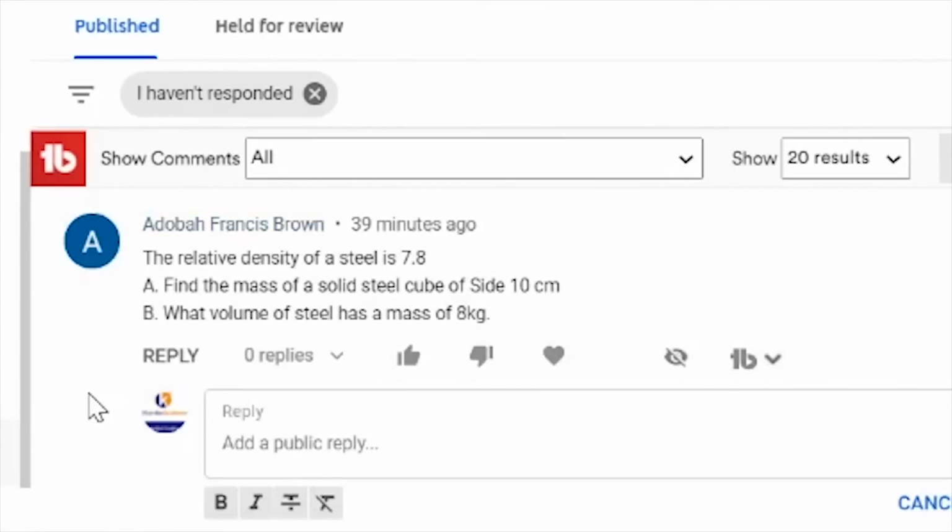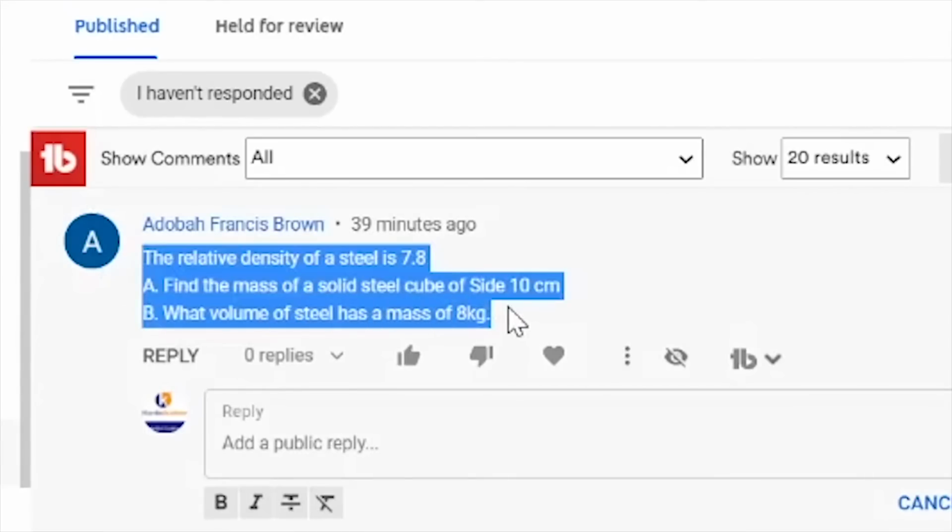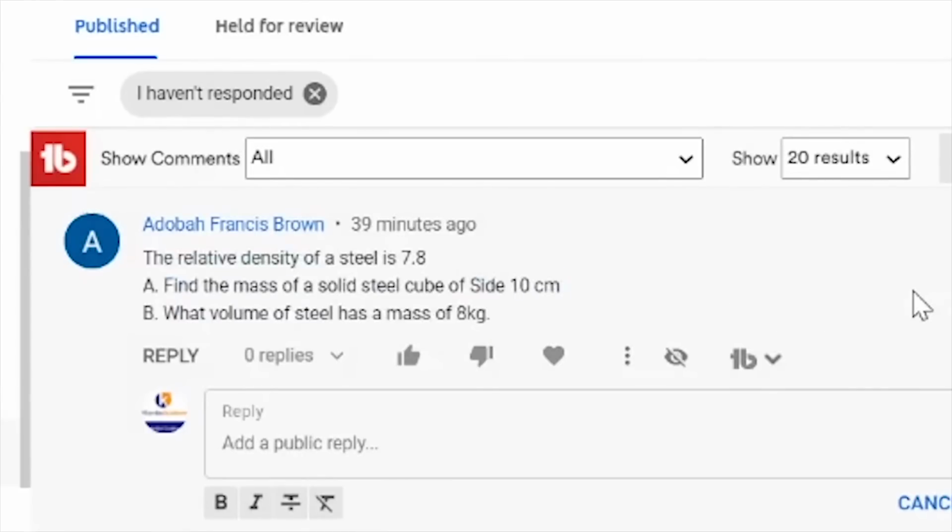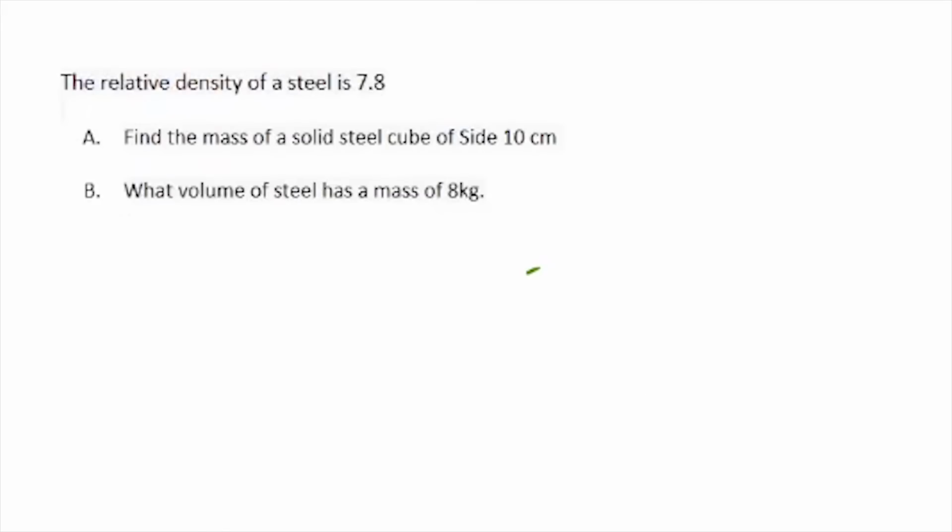Adoba Francis Brown from Ghana says, the relative density of steel is 7.8. Find the mass of a solid steel cube of side 10 centimeters. That's part A. And then part B, what volume of steel has a mass of 8 kilograms? So that's the question I'm going to answer. So that's the question right there.